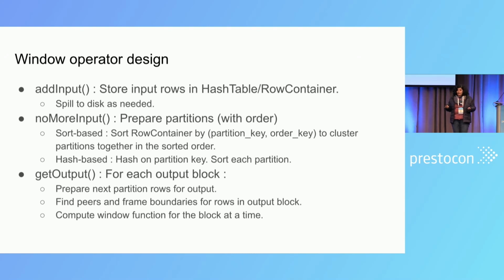For the window operator, you need to see all the input rows before you can do anything. So what add input does is it takes all the input rows and stores them into a row container or hash table, and this could spill to disk. Once you see all your input, the driver framework invokes this no more input function. Once you get this no more input call, you know that all your data is seen, and you can start outputting rows from the operator.